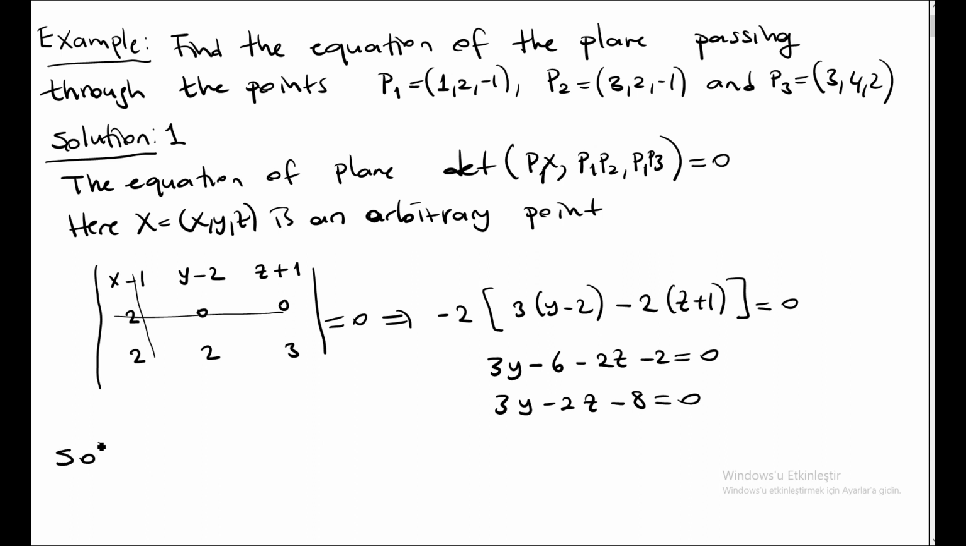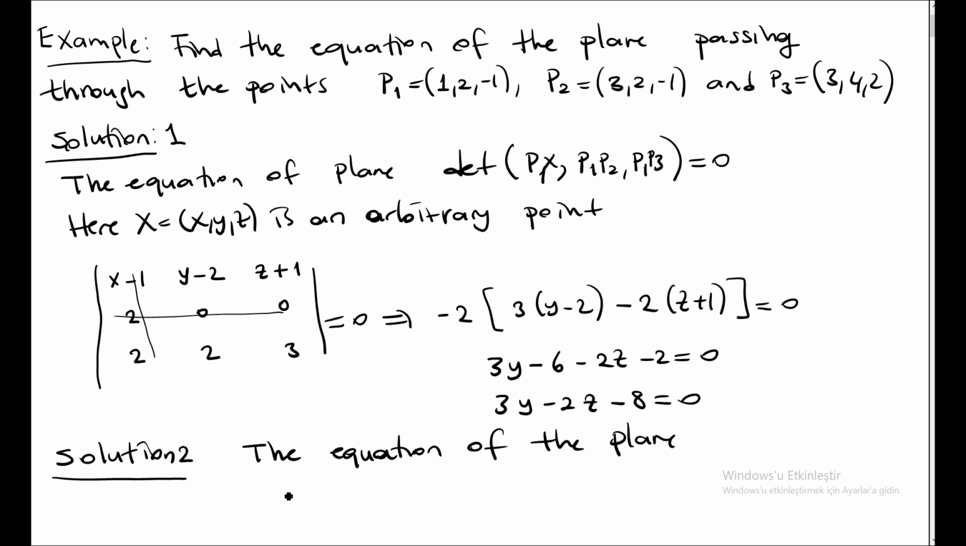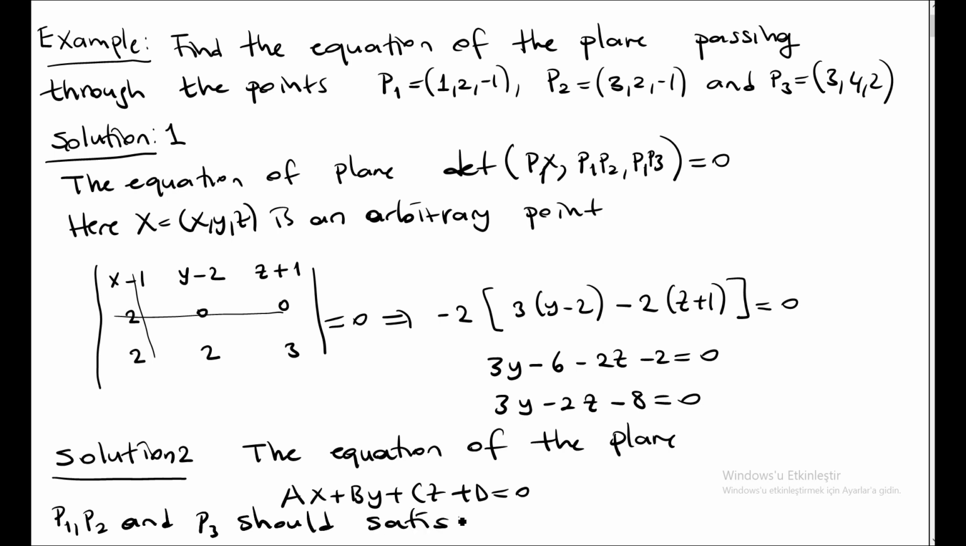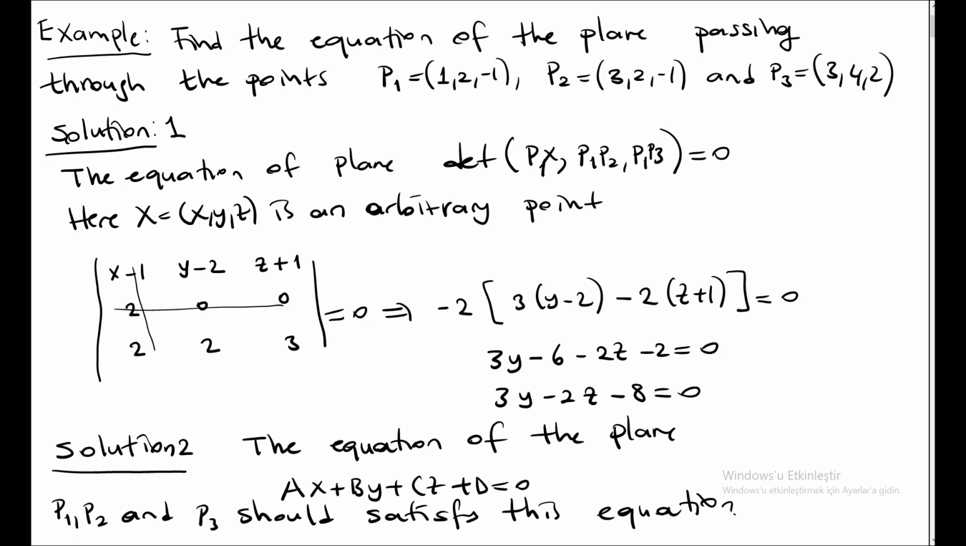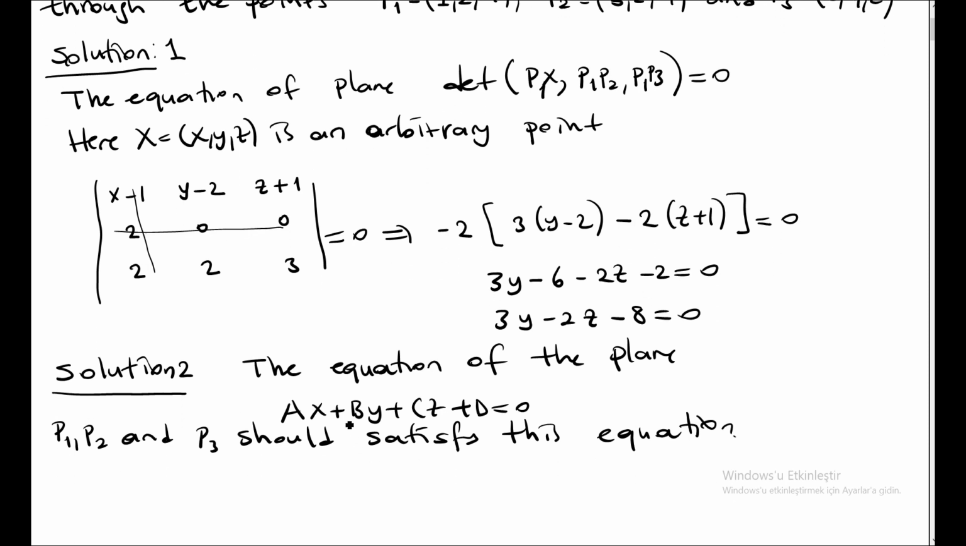Solution 2. So in this case, we know the equation of the plane: a times x plus b times y plus c times z plus d equals 0. This is the equation of the plane, because P1, P2, and P3 should satisfy this equation. So when you put P1, P2, P3 in, the plane equation should always be verified. So let me put these values here.